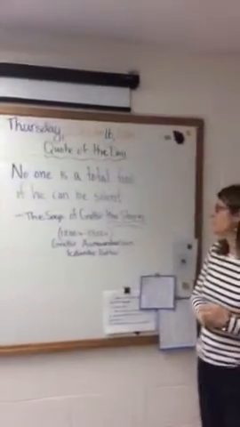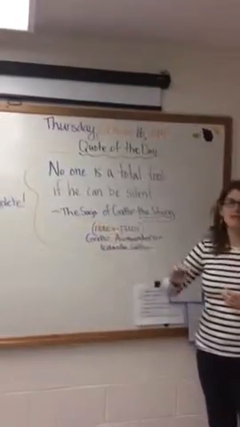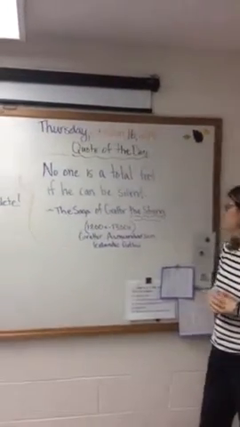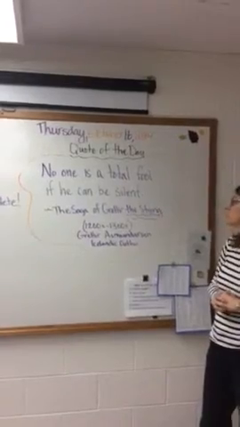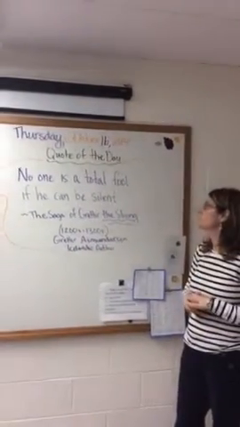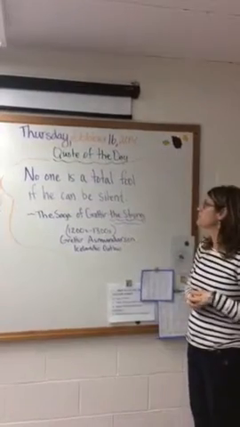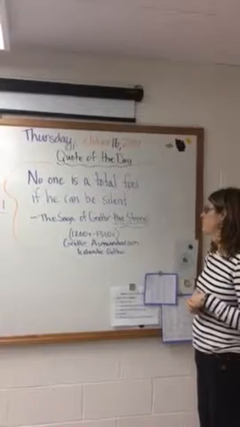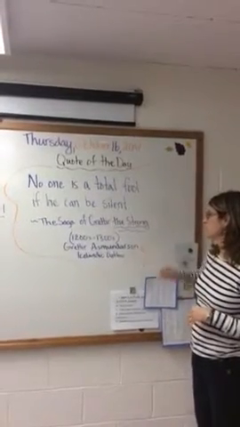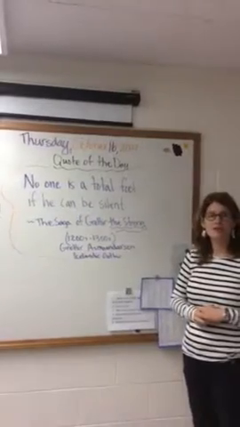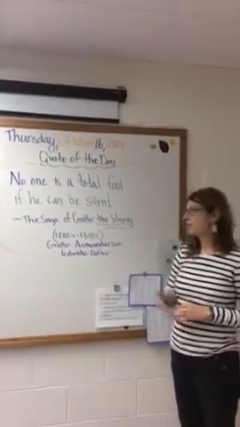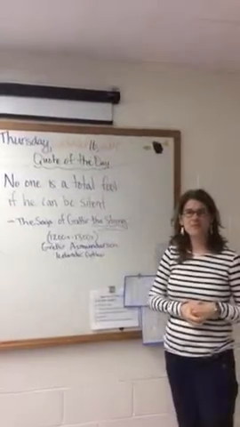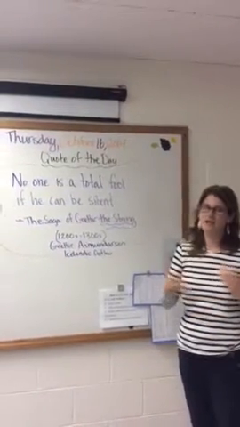We do have a quote of the day. We've been focusing our quote of the days on some of the Icelandic and Nordic sagas, and those were written around the 1200s and 1300s. Today's quote of the day is, "No one is a total fool if he can be silent." And that is from the saga of Grettir the Strong, also known as Grettir Asmundarson, and he was an Icelandic outlaw. So think about this one, think about what it means to you, and have fun and learn about Vikings.